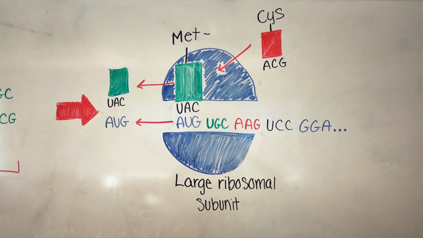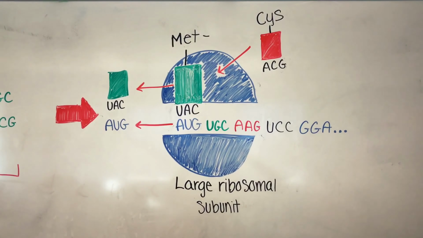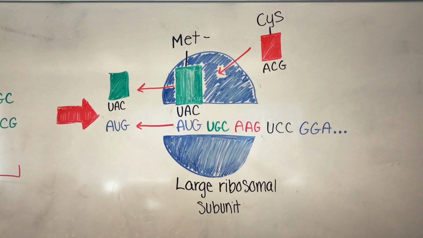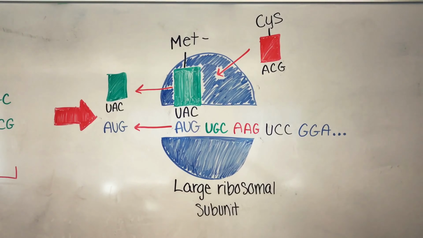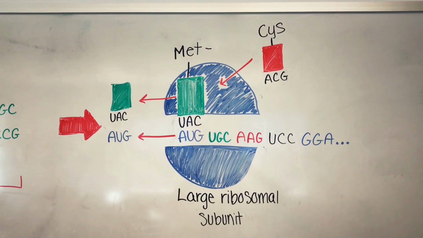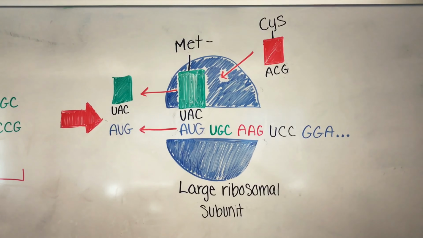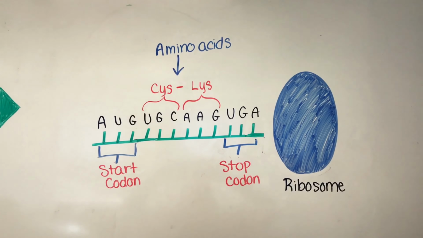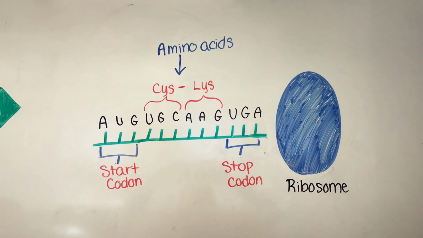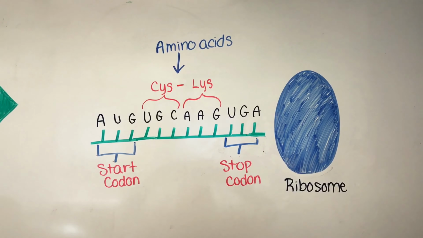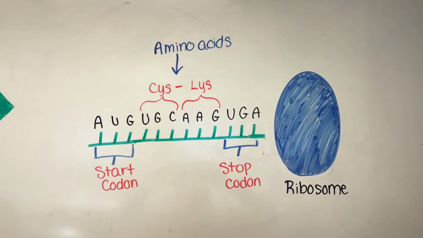This process continues until a stop codon reaches the end of the mRNA sequence. The 3 stop codons are UAA, UAG, and UGA, which are used to terminate translation. Once translation of a sequence has been stopped, the polypeptide will leave the ribosome and move on to other cell organelles for further modification.